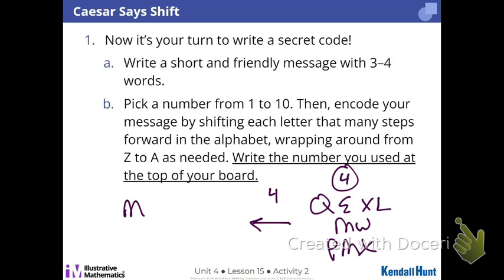M. What's 4 to the left of E? A. What's 4 to the left of X? 4 to the left of L. 4 to the left of M. 4 to the left of W. 4 to the left of P. 4 to the left of M. 4 to the left of X. There we go. There's my code.